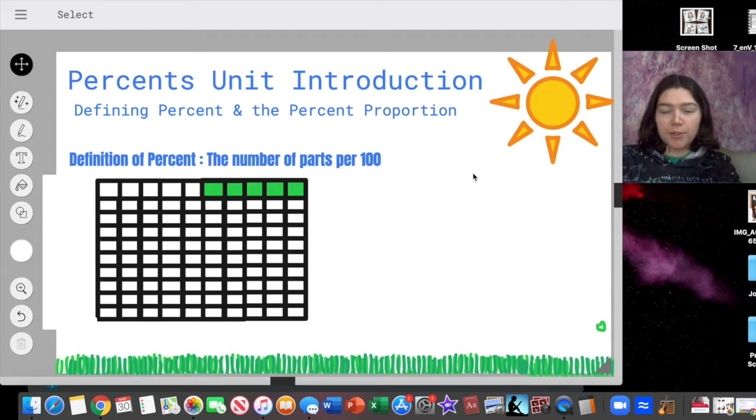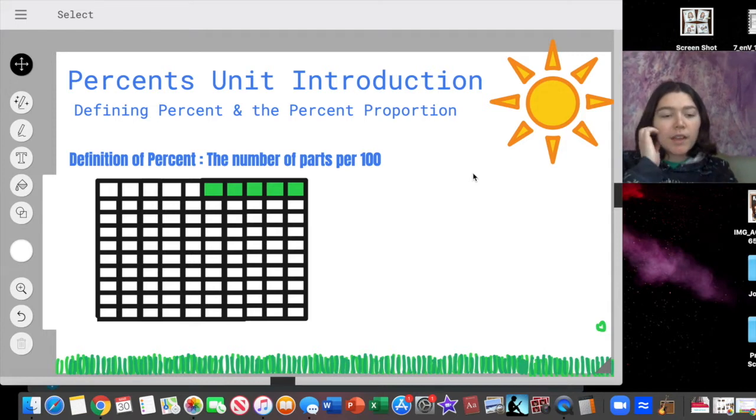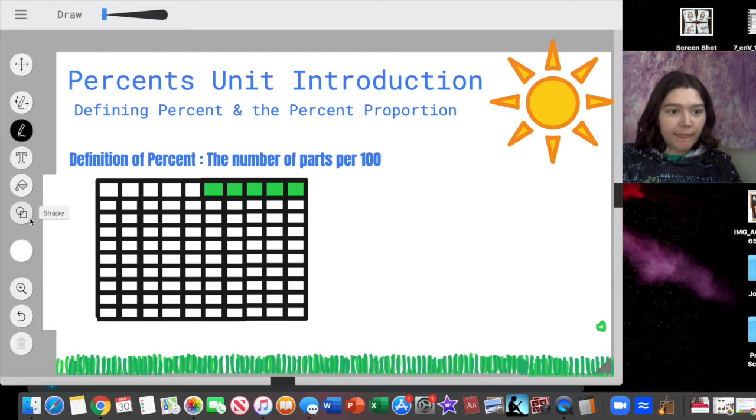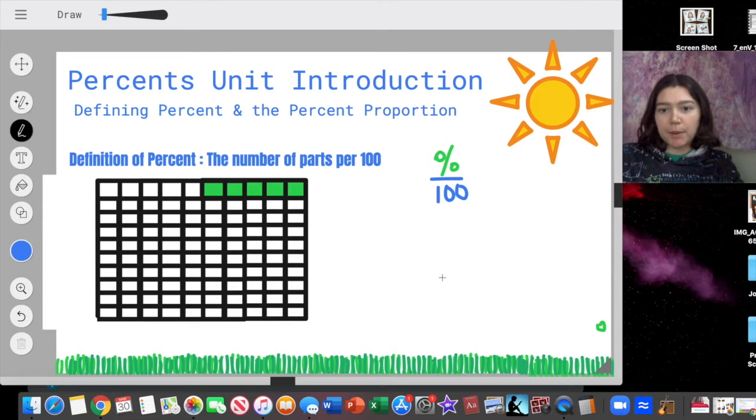unit with proportional relationships. Okay, so the definition of a percent, we're going to say it's the number of parts per 100, like per 100 parts. So a way to write that is I can think of my percent is the number of parts out of 100 total. Okay, so we'll dive in. We'll see what I mean by that.